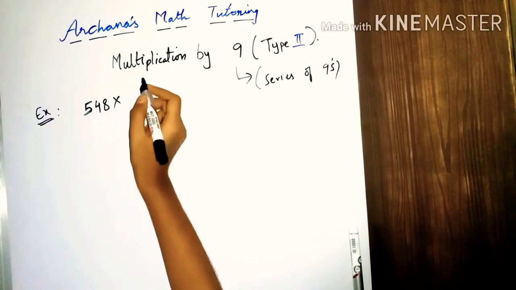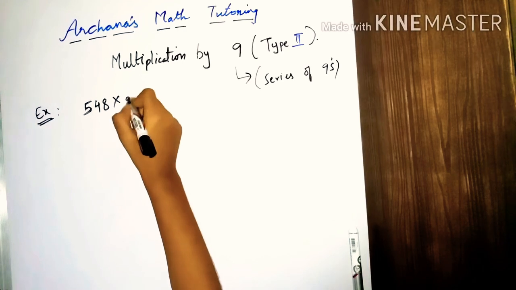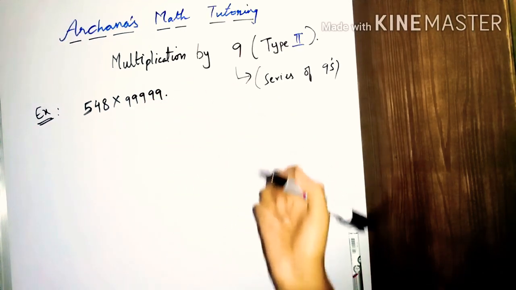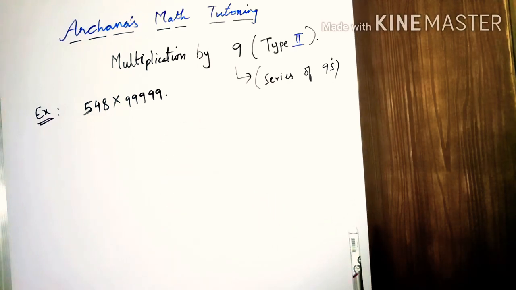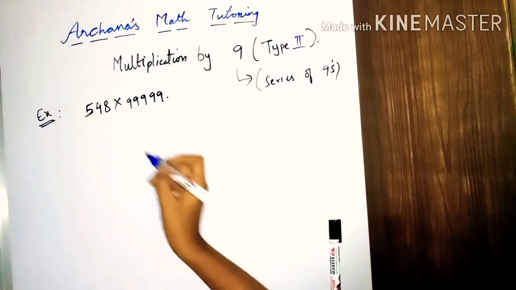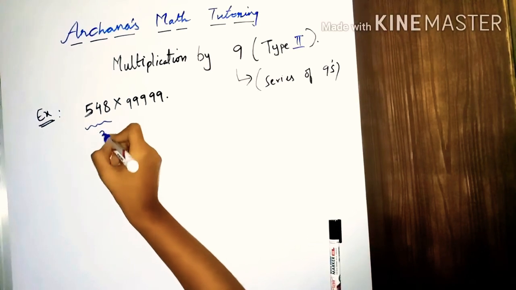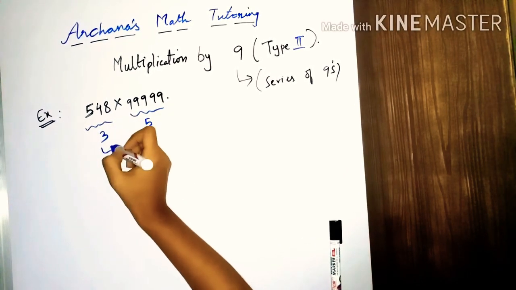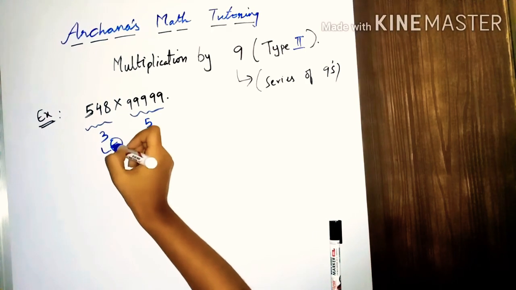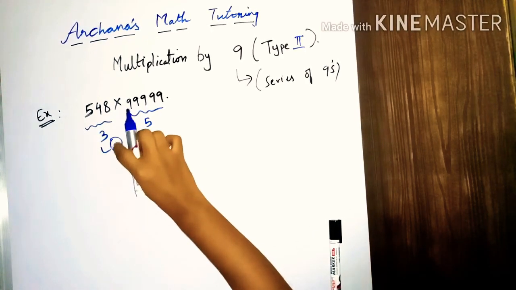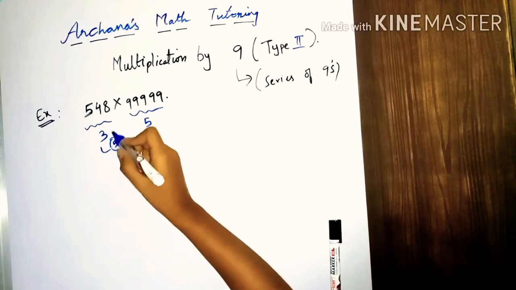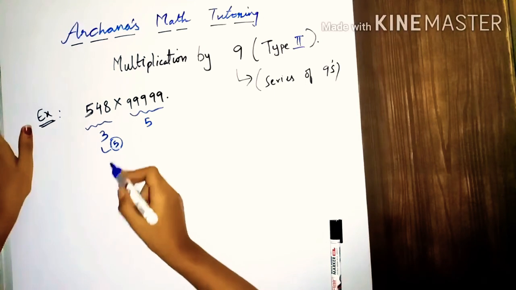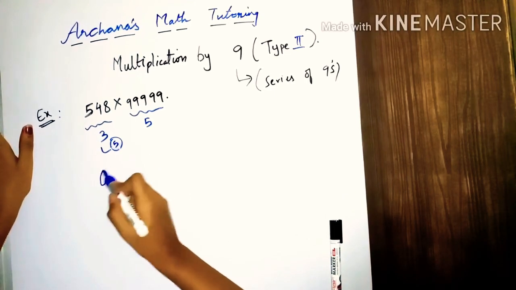548 into, suppose I have 5 9s. So here we are having 3 digits, here we are having 5 digits. So we need to make this 3 into 5, because we can't make 5 into 3. Every reduction of a number changes the value, but when we add zeros and increment this number, it won't change its value. So I'll convert it into 5 digits by adding 2 zeros.